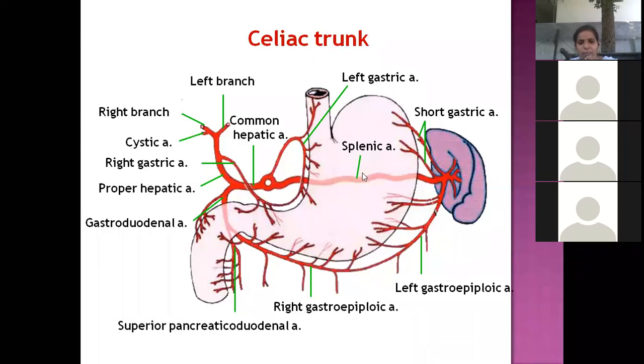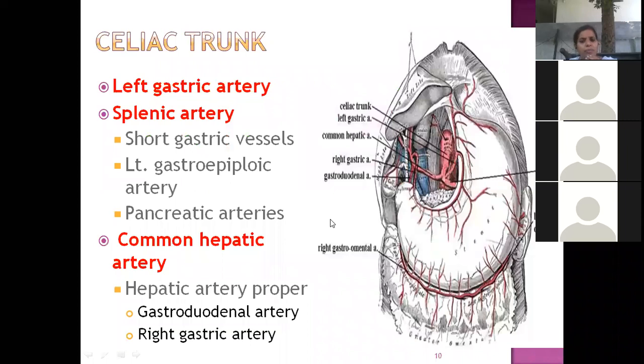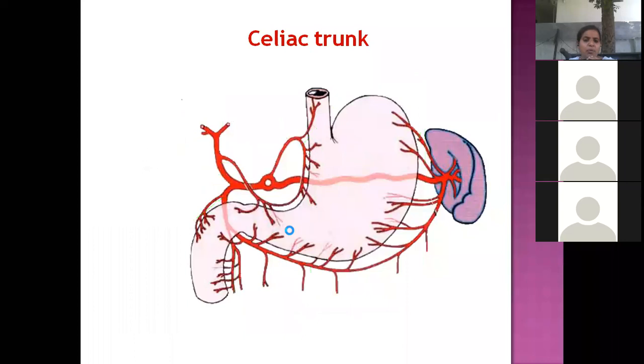From this picture, you can make out left gastroepiploic artery is a branch of which artery? Splenic. Very good. It's a branch of splenic artery. Now, apart from this, you can see the splenic artery is entering into the hilum of spleen and it is giving many small splenic branches. So, is this clear? I'll take this animation again so that to make you understand.